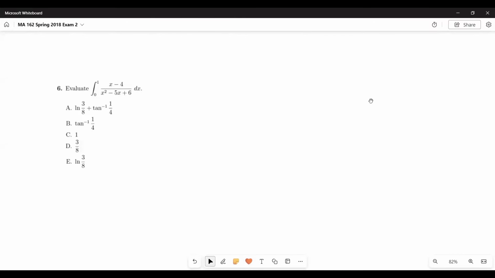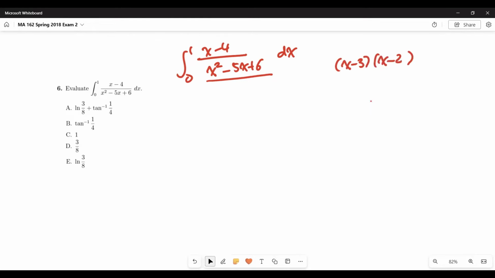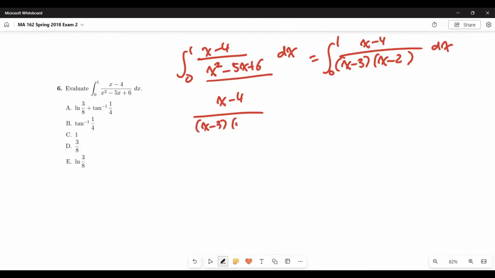Okay, so this question asks to evaluate from 0 to 1, x minus 4 over x squared minus 5x plus 6 dx. In this question, you have to use the decomposition technique. So let's write it: x minus 4 over x squared minus 5x plus 6 dx from 0 to 1. And you can decompose x squared minus 5x plus 6 as x minus 3 and x minus 2, right? And you can write x minus 4 over x minus 3 times x minus 2 as a over x minus 3 plus b over x minus 2.